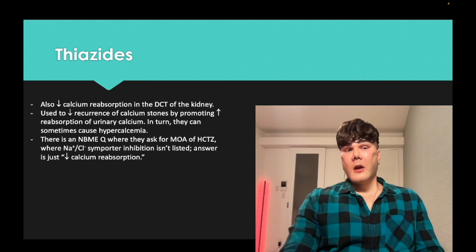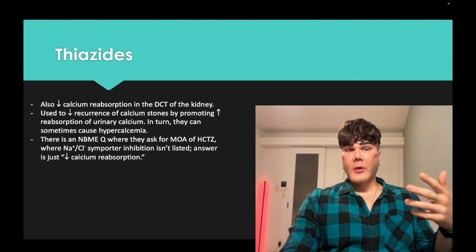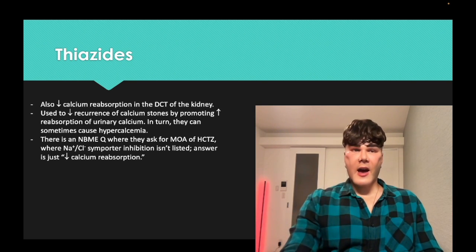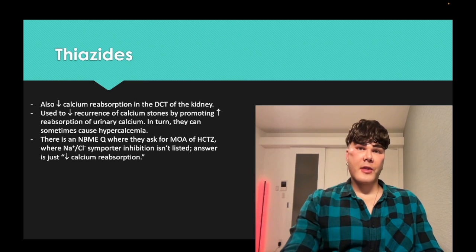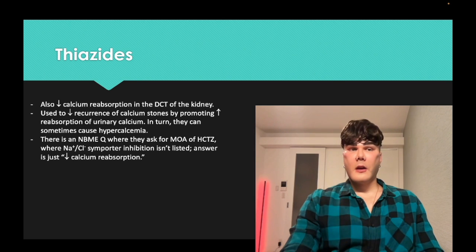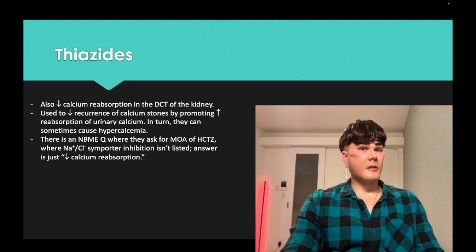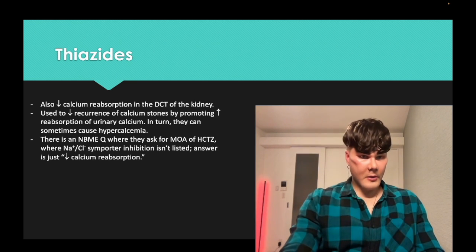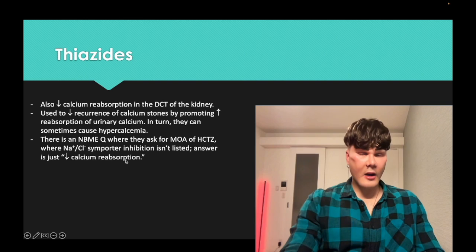And as I mentioned with the calcium, there's even a question floating around where they ask for the mechanism of action of a thiazide, of hydrochlorothiazide, and inhibition of the sodium chloride symporter in the early DCT isn't even listed. They just list increases. I wrote decreases calcium reabsorption there. That should say increased calcium reabsorption. So that's an erratum.